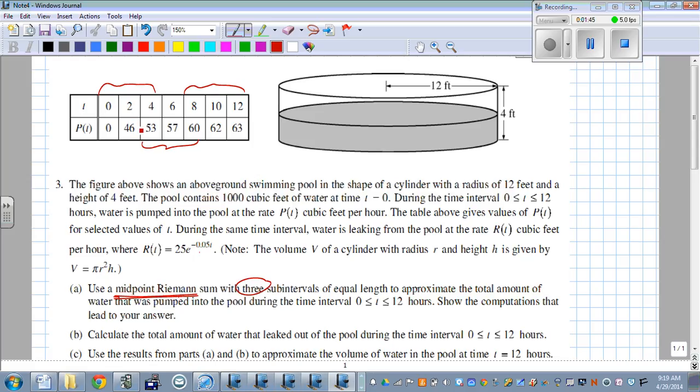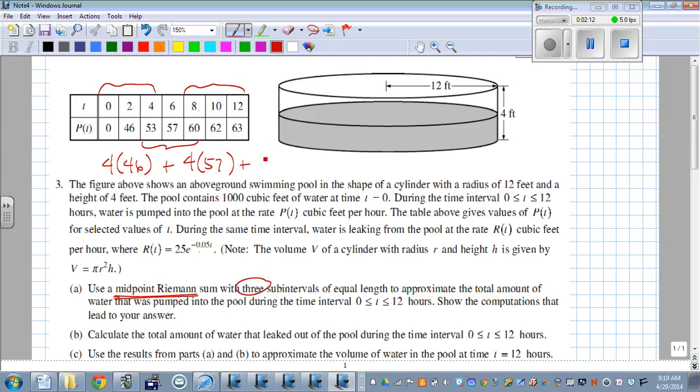What's the base of the rectangle going to be? If we're going from 0 to 4, the base of the rectangle is 4. All right, so we get 4 times 46 for our first rectangle. Second rectangle is going from 4 to 8, so that has a base of 4 also. Height is going to happen at the midpoint. The midpoint is 6, so our height is 57.